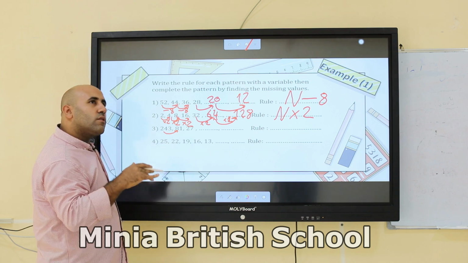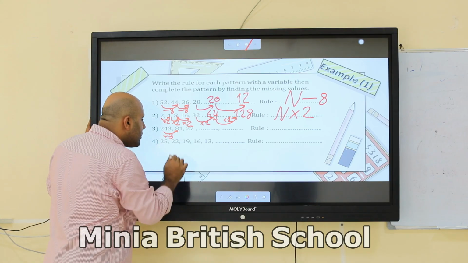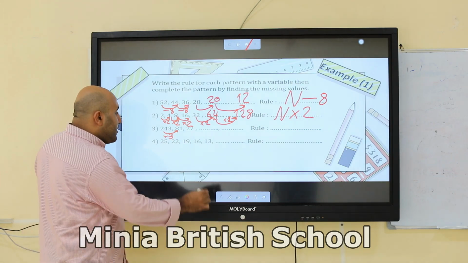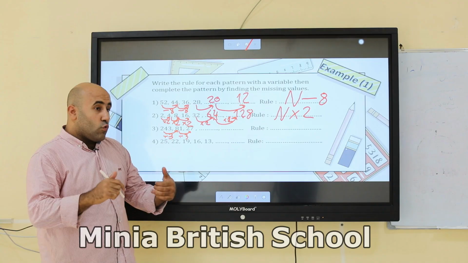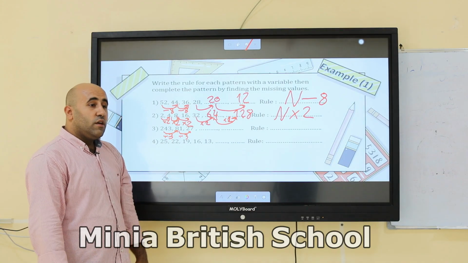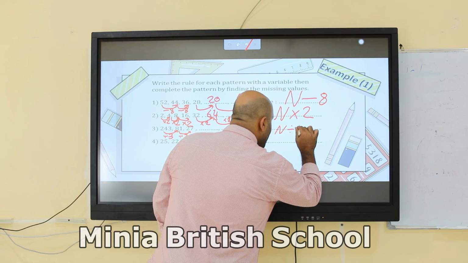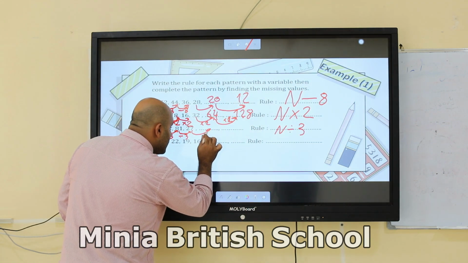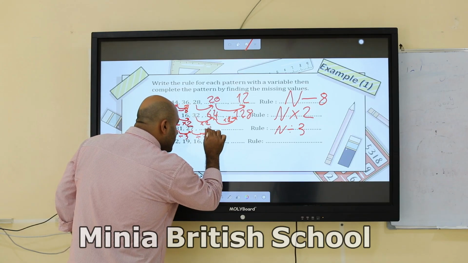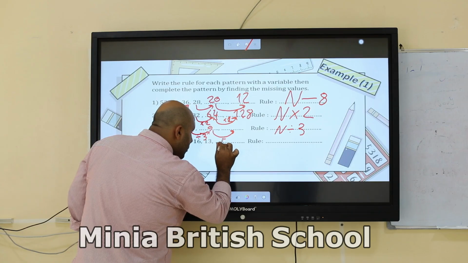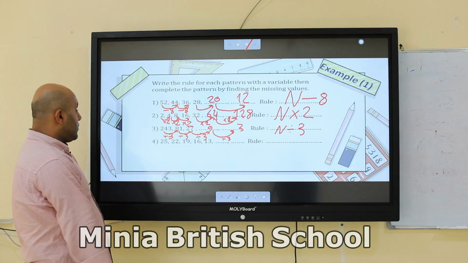For 243, if I divide it by 3, it gives me 81. And 81 divided by 3 also gives me 27. So the rule of this pattern, as you see, is that each number gets divided by 3. So n divided by 3. Let's apply it. 27 divided by 3 equals 9. And 9, when I divide it by 3 also, will be 3. Did you get it? Let's get to the next one.